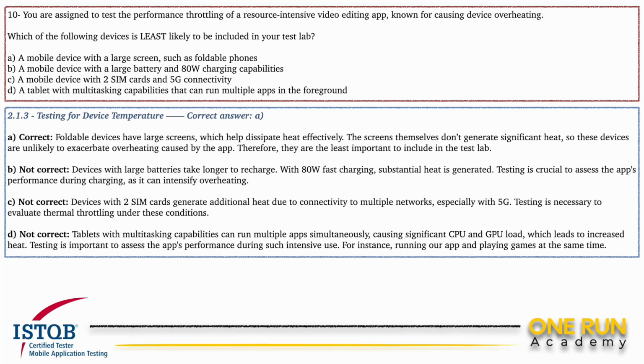conditions. Very well. So, in conclusion, option A, a mobile device with a large screen like a foldable phone, is the least important to include in our test lab because its characteristics don't uniquely exacerbate the overheating issues caused by our app. Hence, it's very safe to declare option A as the correct answer to this question.